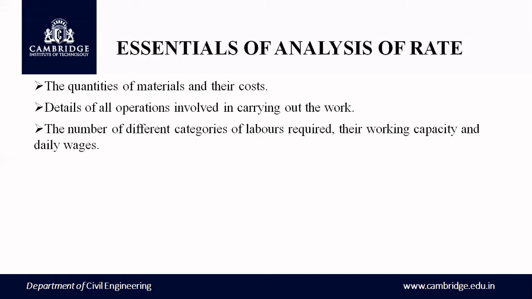And second one, details of all operations involved in carrying out the work, starting from excavation to the painting, and the number of different categories of laborers required, and their working capacity and daily wages. See, for any type of construction, different laborers are involved, like mason, head mason, mazdoor, bisti, etc. And we need to work out what the daily wages for the particular labor are. That is one important point during the rate analysis.